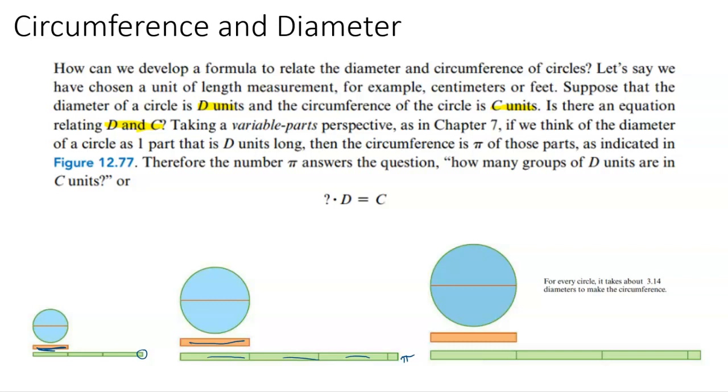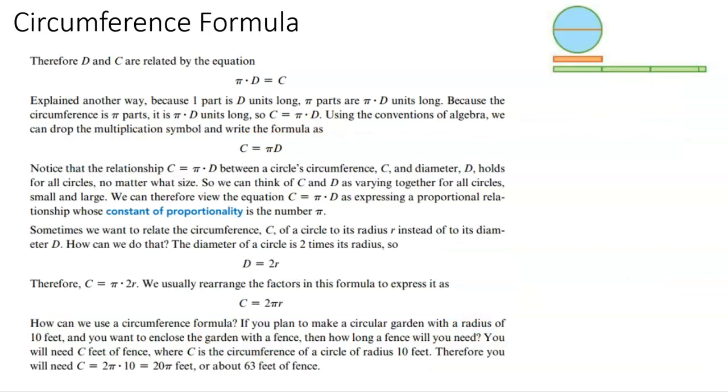We're thinking about this as variable parts like in chapter 7. So if we think of the diameter of a circle as one part and it's d units long, then the circumference is pi of those parts. And so we can ask how many groups of d units are in c units, or what times d is equal to c. Well, we know how many diameters, 1, 2, 3, and a little more, pi diameters. Pi times the diameter is going to give us c. And there's actually a lot of different ways to look at circumference.